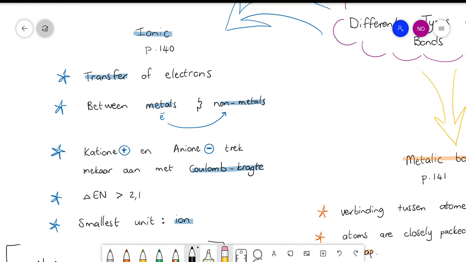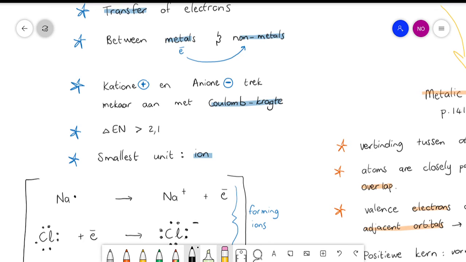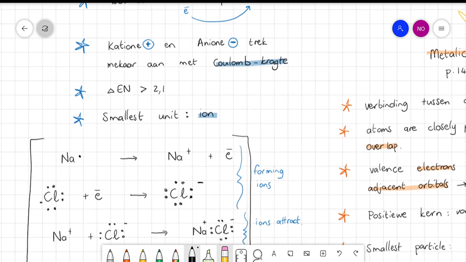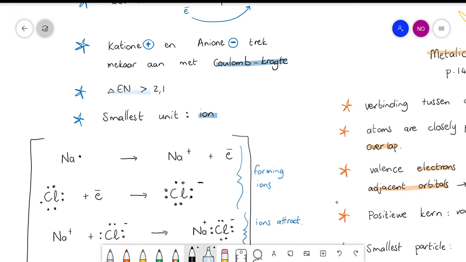Okay, so dan het die katione en die anione gevorm. Remember, cations are the positives, so that would be the metals, and anions are the negatives, so that will be the non-metals of jou polyatomiese ione. Okay, and they then have Coulomb forces between them. So we were just done with electrostatic forces. Remember, electrostatic forces are Coulomb forces that occur between positive and negative charges. So dis dan wat nou hier gebeur. Baie belangrik, hiervoor is die elektronegativiteit tussen die twee groter as 2,1. The smallest unit is an ion.